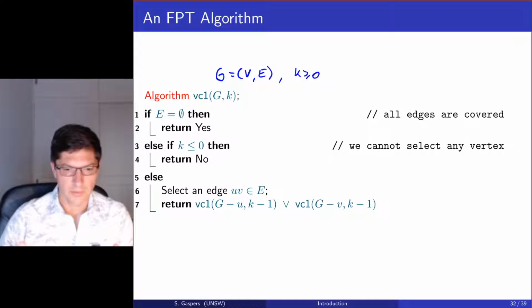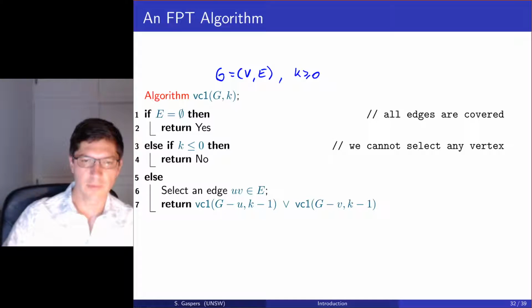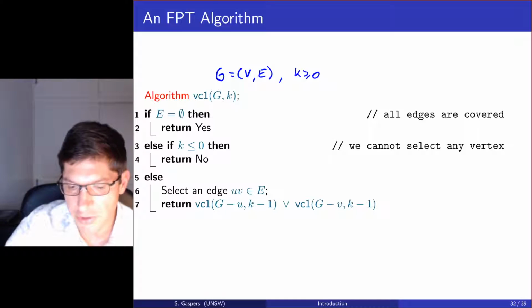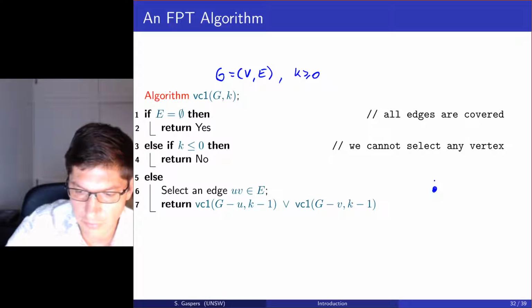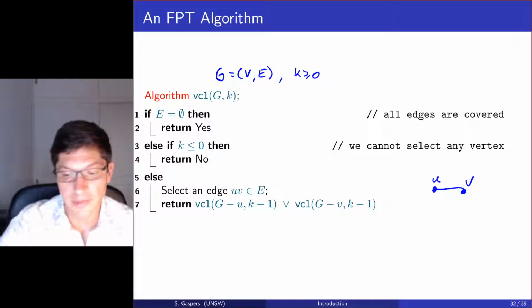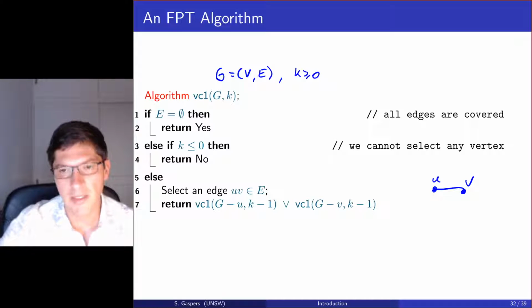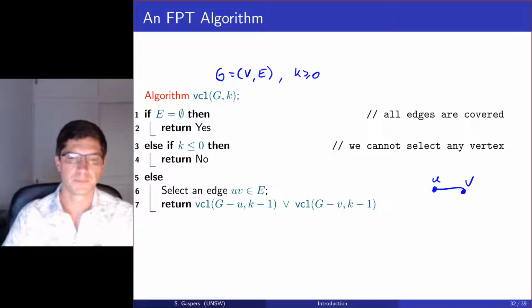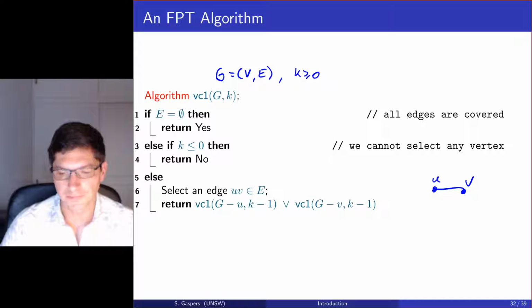And now, so these are our base cases, these are halting steps, and we have one single branching step. So what does this branching step do? It selects an edge uv in the graph. We have two vertices, one is called u, the other one is called v. The algorithm now says, okay, this edge needs to be covered, and it can be covered either by u or by v. So either we add u to our vertex cover or we add v to the vertex cover. And these are our two options.